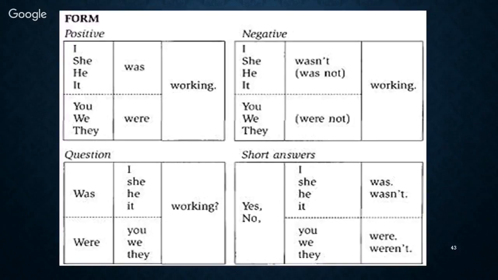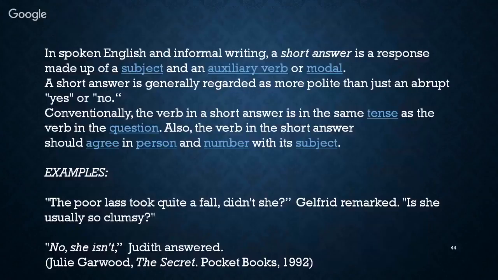Other answers also come. In spoken English and informal writing, a short answer is a response made up of a subject and an auxiliary verb or modal. A short answer is generally regarded as more polite than just an abrupt yes or no. Conventionally, the verb in a short answer is in the same tense. Usually the tense does not change. Whatever tense is in the question, we repeat the same tense in the short answer.